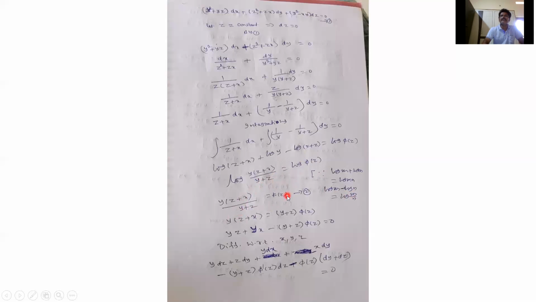Finally, we are getting y into (z plus x) by (y plus z) equal to phi z. So y into (z plus x) is equal to (y plus z) phi z. So now differentiate with respect to x, y, z. So here yz plus yx minus (y plus z) phi z is equal to 0. So differentiate with respect to x, y, z. So the derivative of yz means y dz plus z dy.